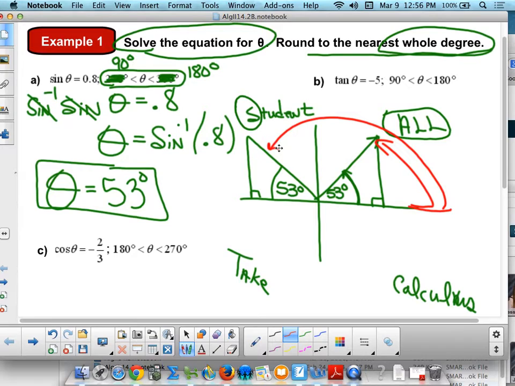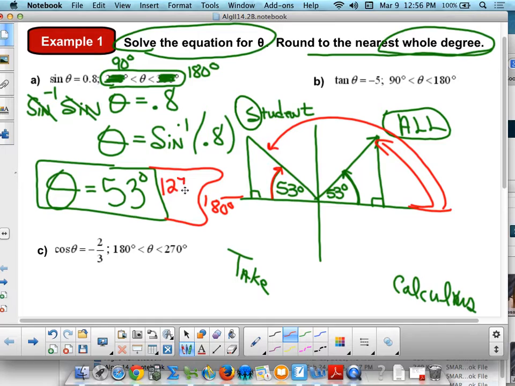So what are you guys doing? Aren't you taking 180 degrees? You fell short by how much? 53. What's the second answer? 100 what? Did you say 127?